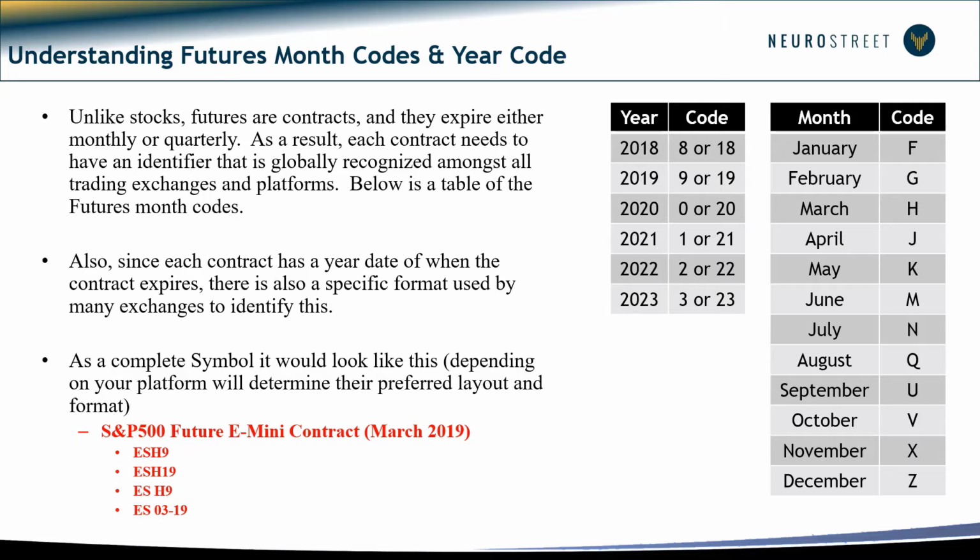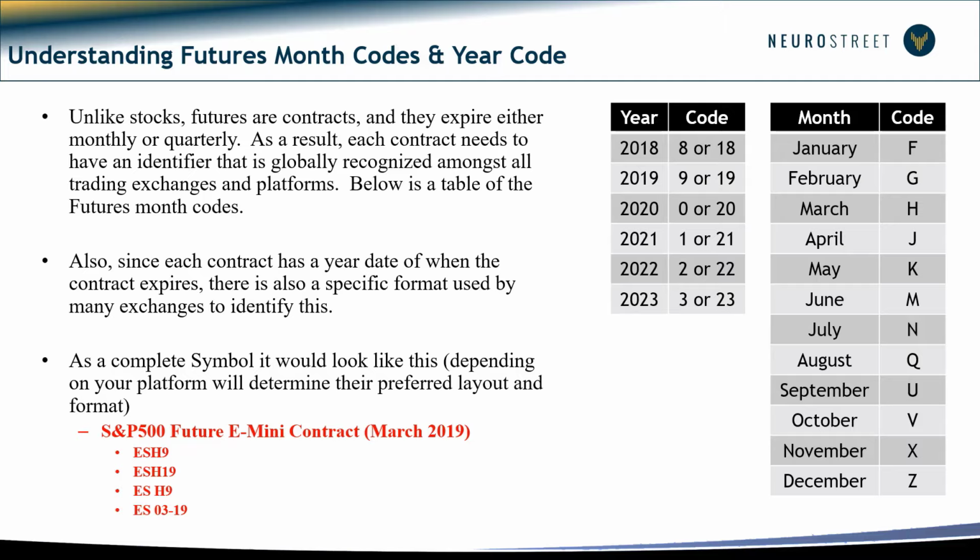And when we look at it, to keep it simple, you're going to notice down below that I've given an example of the S&P contract, the S&P 500 futures E-mini contract. So ultimately, the S&P 500 March 2019 contract could be an ESH9, or an ESH19, or an ESH9 with a space between the two, or an ES0319. They're all ES. It's just that some platforms and some exchanges will label them differently.